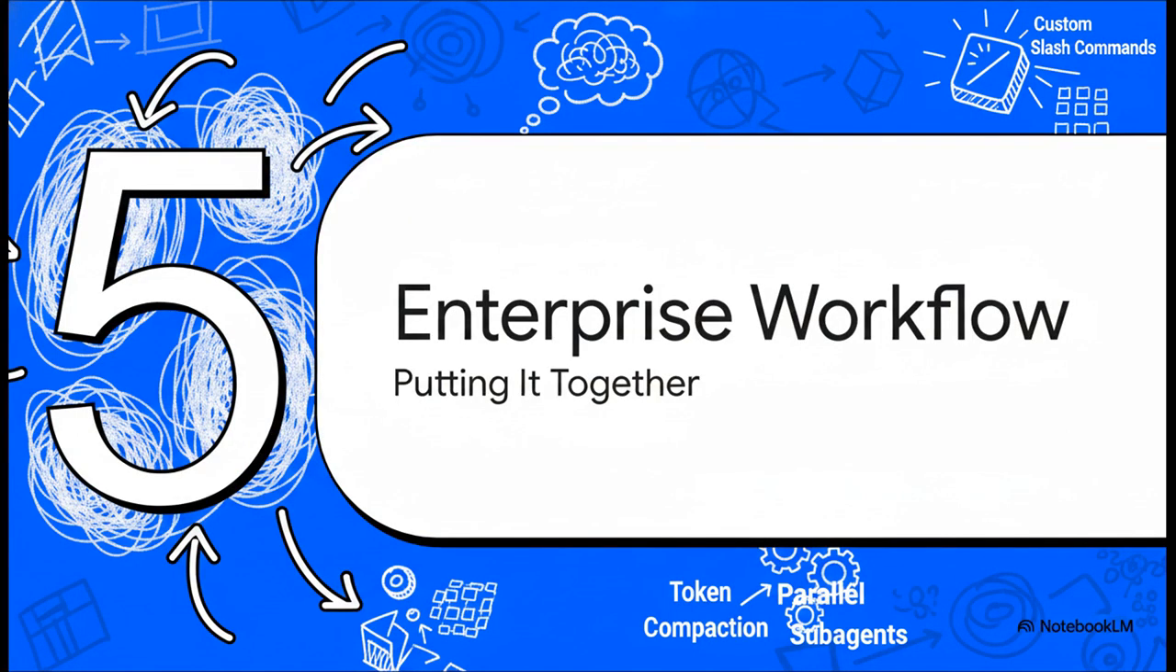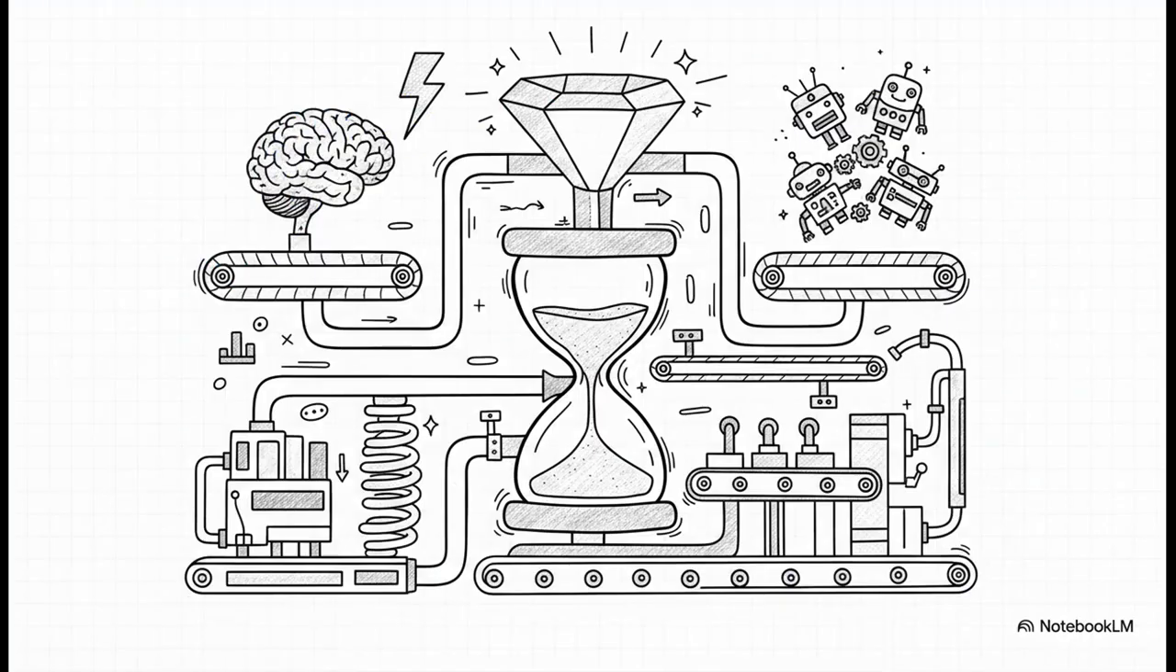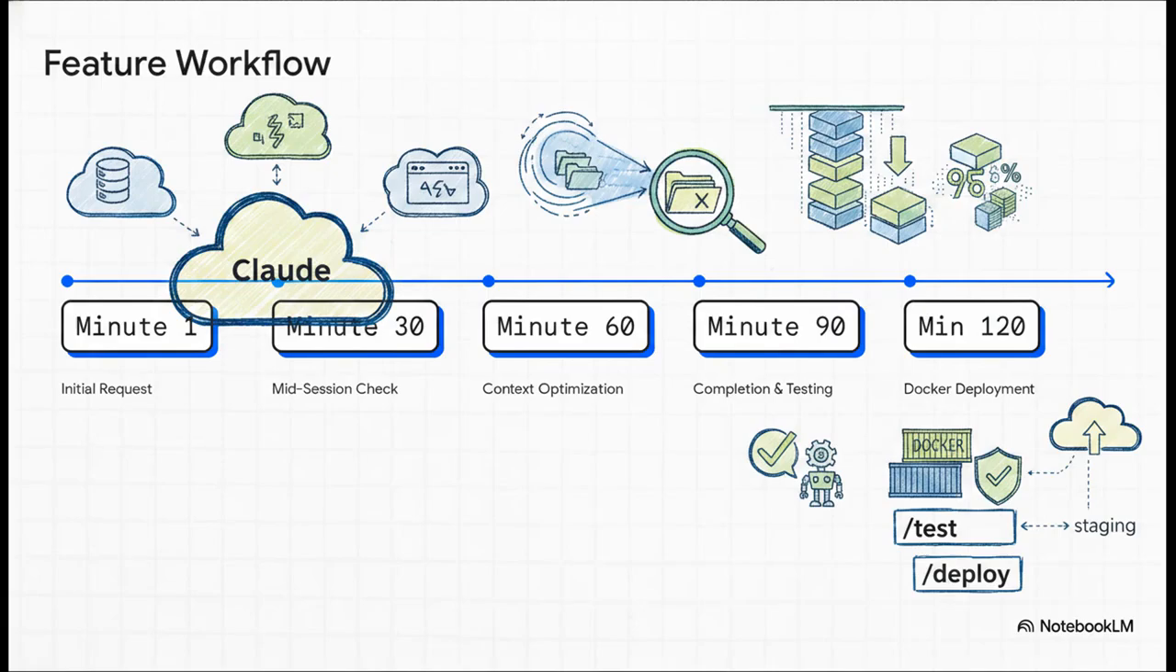And finally, Module 5, the enterprise workflow. Let's put all of this together. Okay, so we have intelligent context, /commands, compaction, and parallel subagents. Let's look at a real-world scenario focusing on enterprise feature development. This is where we prove that these 4 modules combined are far, far greater than the sum of their parts. We're going to track a massive request across a 2-hour session just to see how this orchestration platform handles the heavy lifting. Walk through this timeline with me.